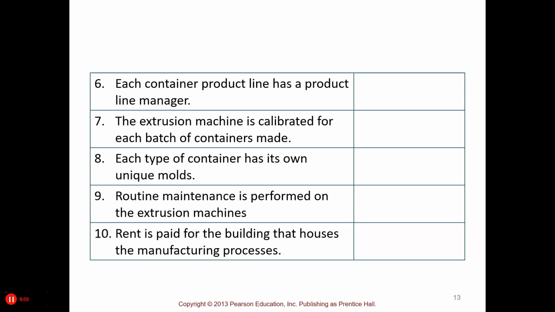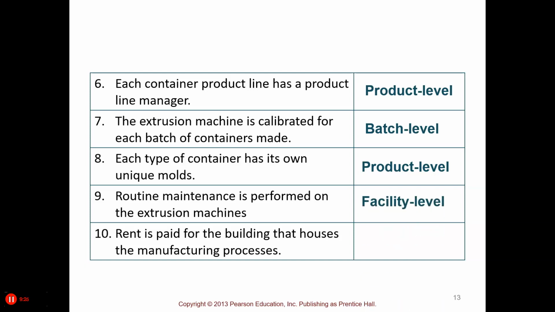Each container product line has a product line manager. Product level. The extrusion machine is calibrated for each batch. That would be batch level. Each type of container has its own unique molds. Product level. Routine maintenance is performed on the extrusion machines. Facility level. Rent is paid. That would also be facility level.